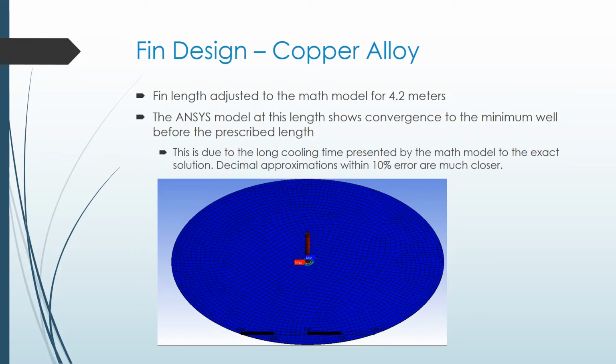The determination of the exact fin length allows for a redesign of the initial geometry for each material. For the copper material, a length of 4.2 meters is used. However, by applying this geometry, we can see that the point of convergence to the ambient temperature is very far away from the fin edge. This is ultimately due to the decimal approximations made in the math model.